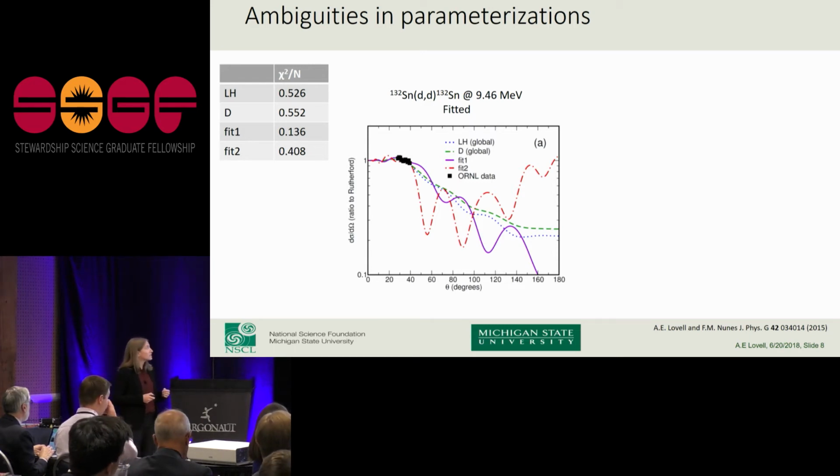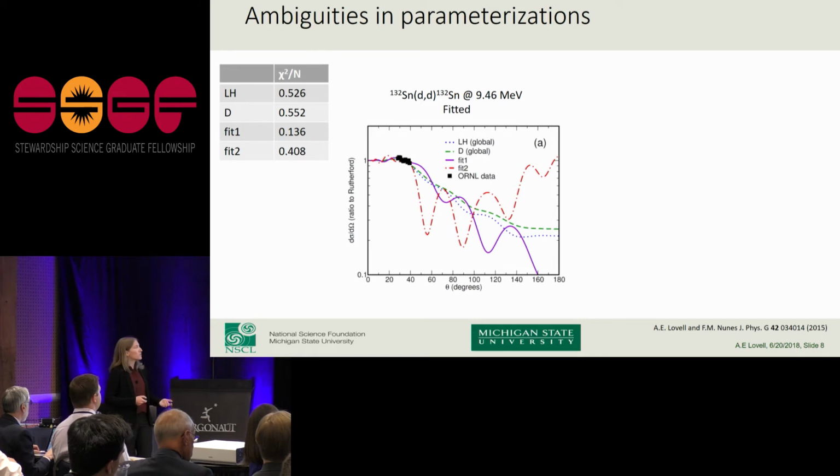So in this case, this is the experimental elastic cross-section for tin-132 deuteron elastic scattering at 10 MeV. We have 4 different potentials that I've calculated or done a fit to. These first 2, in blue and green, are the global parameterizations that I was just talking about. They were fit to a large source of data, and you see that in the region of the data, they describe the data very well.